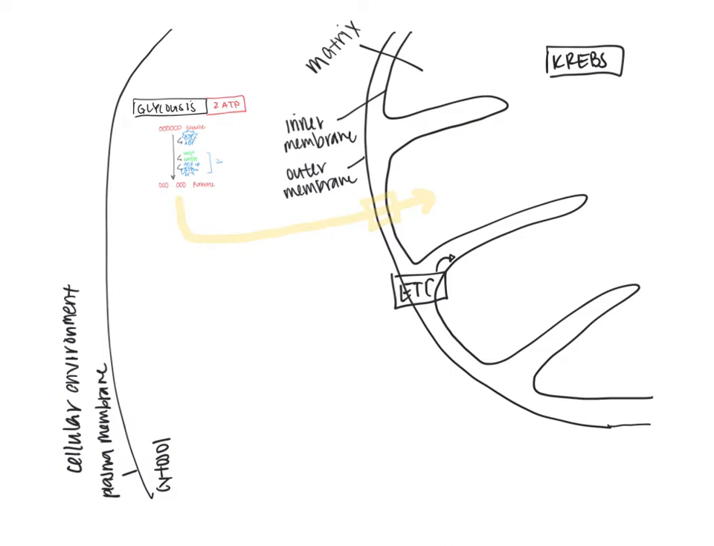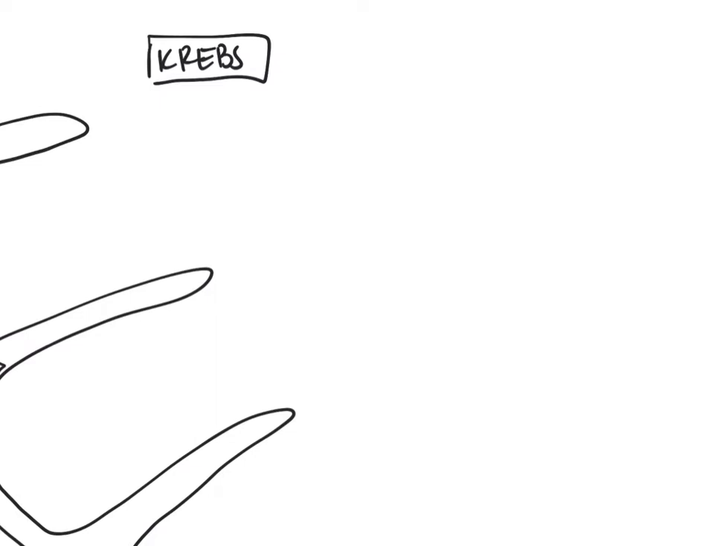our pyruvate. We're going to start the Krebs cycle, but remember, to get to the Krebs cycle, we have one teeny step to do. So in our Krebs cycle, our pyruvate, I'm just going to do one pyruvate here, but just remember that ultimately from one glucose we get 2 pyruvate. What's going to happen is this pyruvate is going to be oxidized, where we are going to have coenzyme A bind to pyruvate, and we are going to end up with acetyl-CoA.